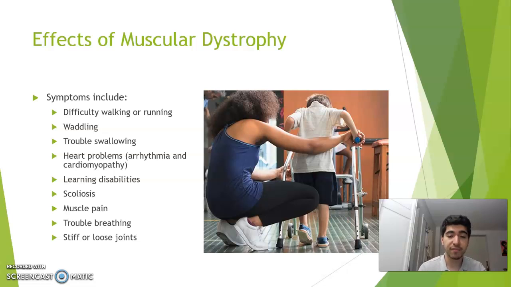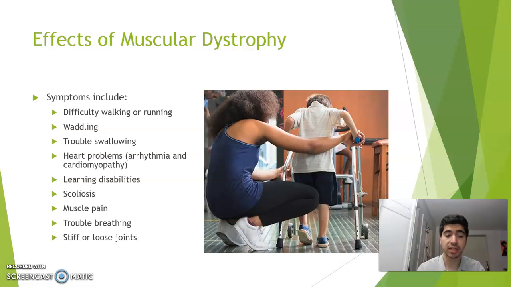So the effects of muscular dystrophy include many different things. As I mentioned, muscle weakness earlier. You can also experience difficulty walking or running. You can start to waddle as you lose mobility in your legs and strength. You can have trouble swallowing. Heart problems can come, like arrhythmia and cardiomyopathy. It can also cause learning disabilities.